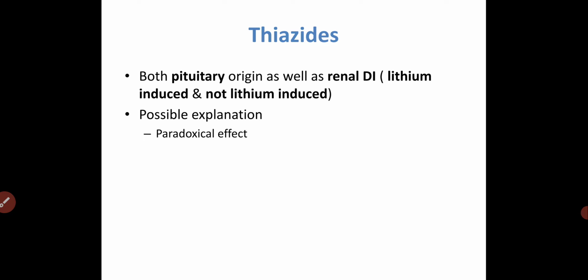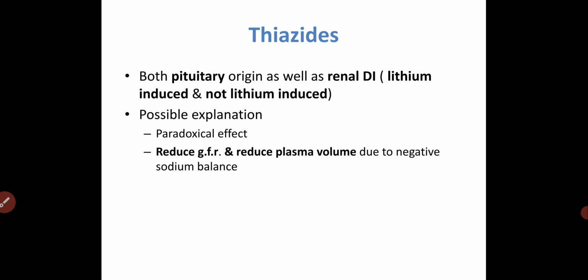exception effect. Okay, so normally we already know that thiazide is a diuretic. It acts on the distal convoluted tubules. But if we give thiazide diuretics in a diabetes insipidus patient only, not in a normal patient, then there is a chance of reduced GFR and reduced plasma volume due to the negative sodium balance, and it also increases the sodium and water absorption from the proximal tubules.